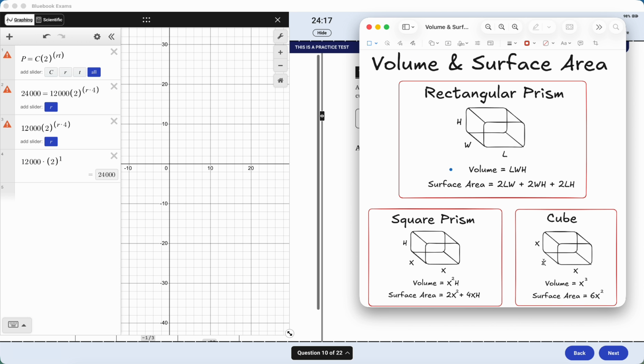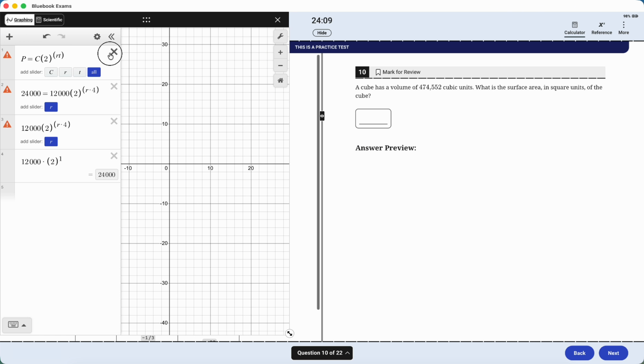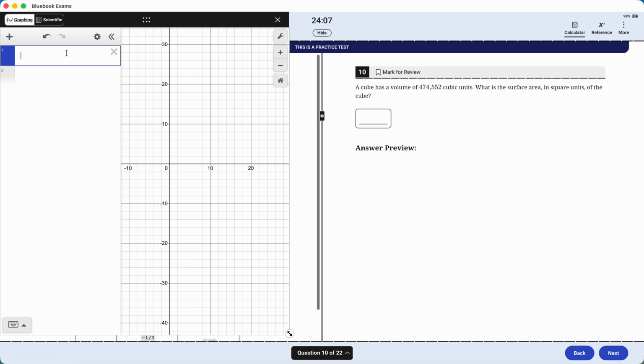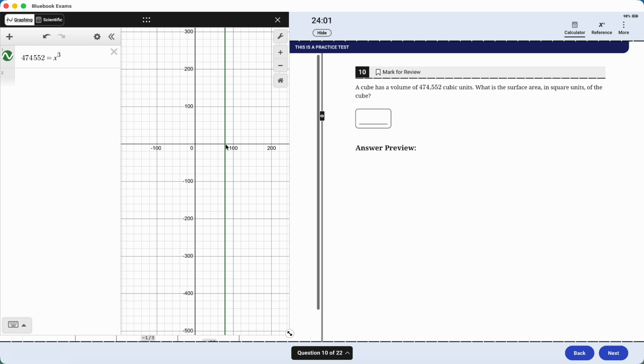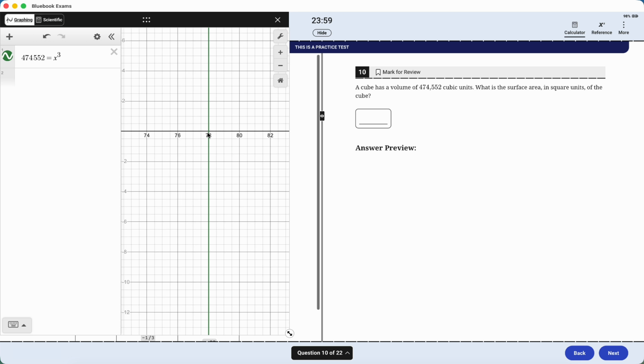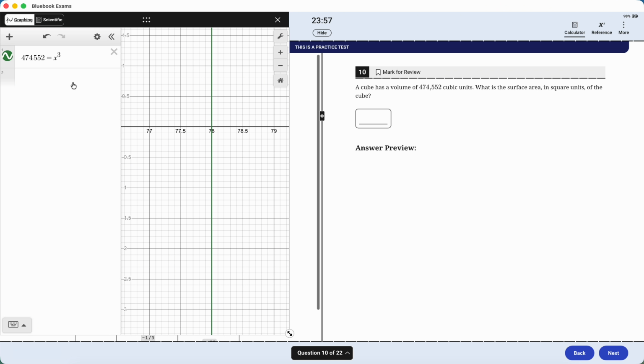And then cube, here's a cube. Cube just implies all 3 are the same, right? So if they're telling me the volume of a cube, I know it's X cubed. So I can figure out what the side is by just writing in the volume. This number equals X cubed, right? And so then zoom out, I can solve it. Sometimes it doesn't let you click on it, but zoom in on it, X is 78, right?